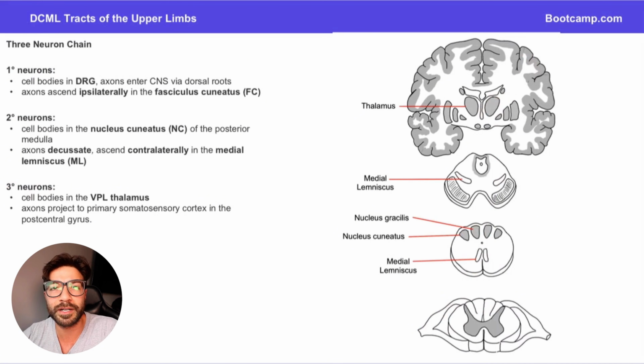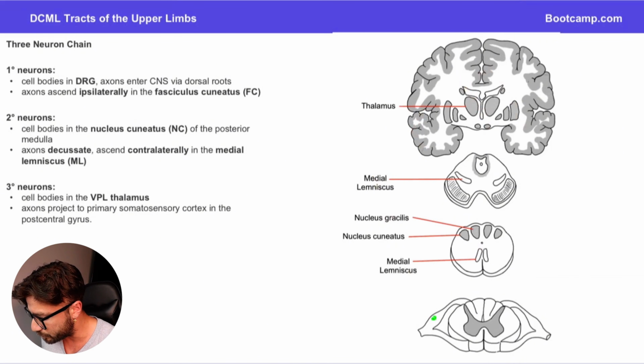Now let's take a look at the dorsal column system for an upper limb pathway. This is going to be very similar, except for the fact that it's going to travel up our fasciculus cuneatus. So our first order neuron, like we saw in the previous pathway, has its cell body found in that dorsal root ganglion again. The dendrites are what are picking up the signal, and it's going to enter into the spinal cord via those dorsal roots. And now it's going to travel superiorly, or ascend the spinal cord, in our fasciculus cuneatus.